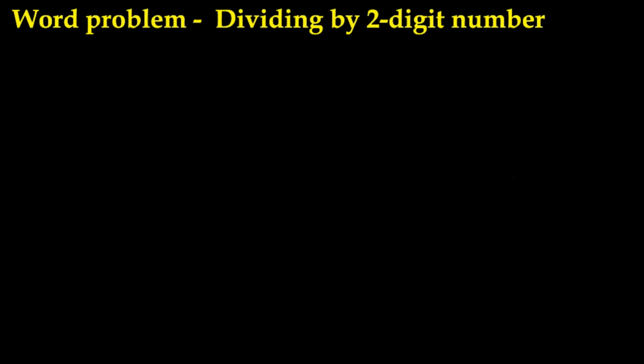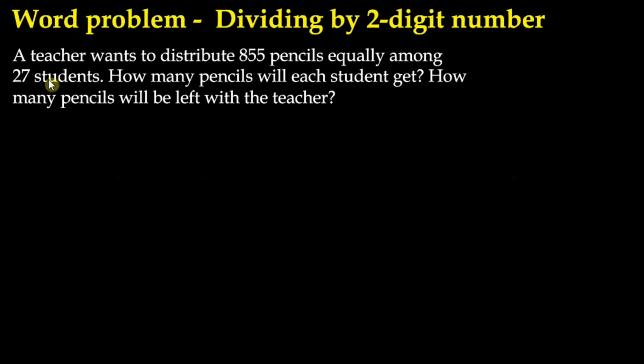We are going to solve word problems on dividing by two-digit number. Let's see the first word problem. A teacher wants to distribute 855 pencils equally among 27 students. How many pencils will each student get? How many pencils will be left with the teacher?